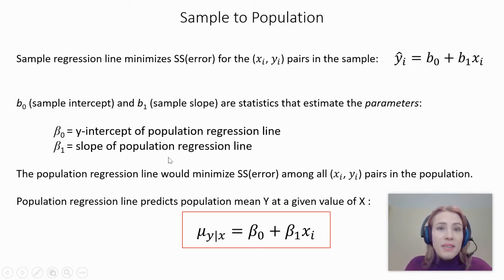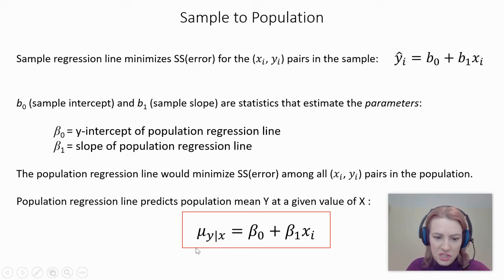All right, so the population regression line with those parameters, beta naught and beta 1, would be the line that minimizes the sum of squares errors if you had the x value and y value for every single individual in the population. And that line would represent the mean value of y at a given value of x.